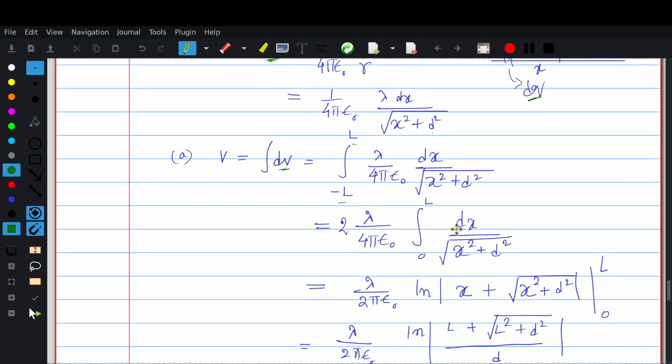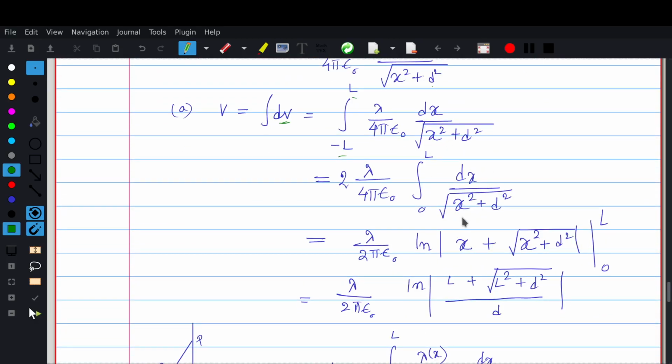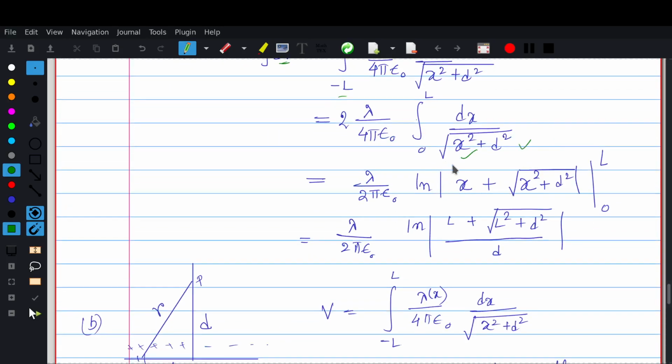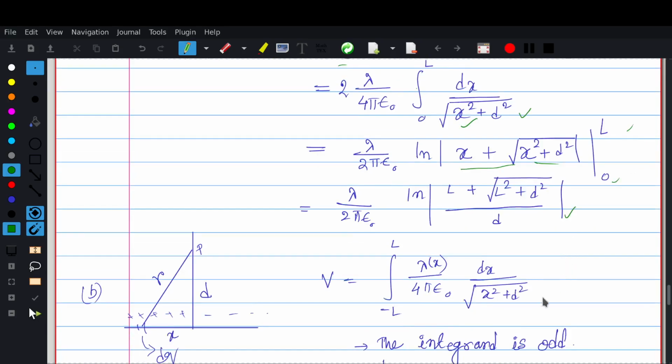As you know, the integrand here is an even function. So we will just get 1 by 2 outside, and we will make this integration from 0 to L. As you know, this integration will give you just a log, from 0 to L. So you just plug in the values and you can have this.